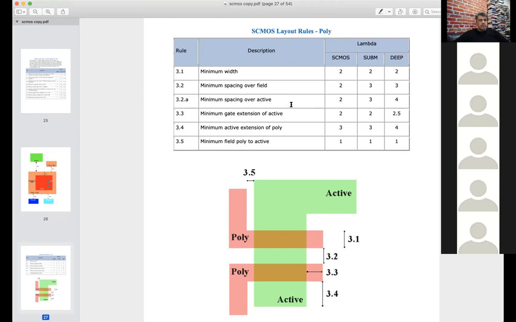This is the minimum separation rule, 3.2. There are different separations depending on whether you're over active or over the so-called field, which is any place other than active. You have different rules for separation in each case. And then you have the minimum extension of poly.